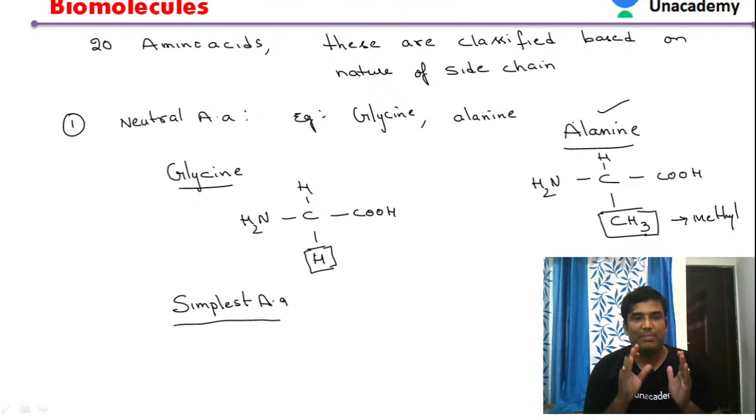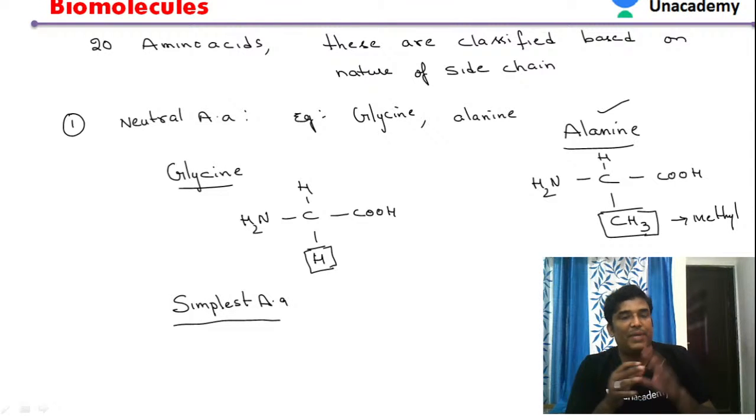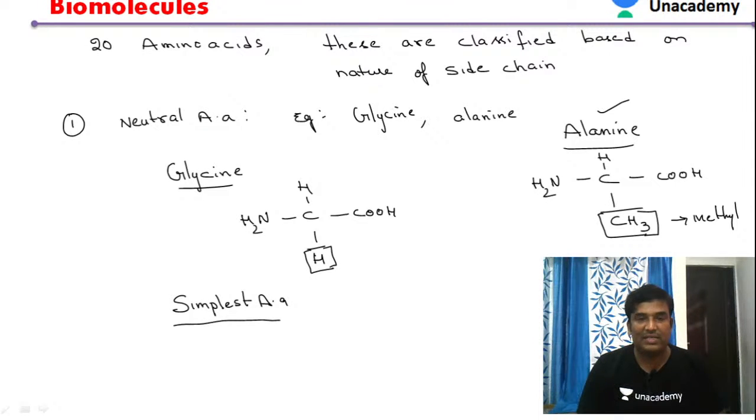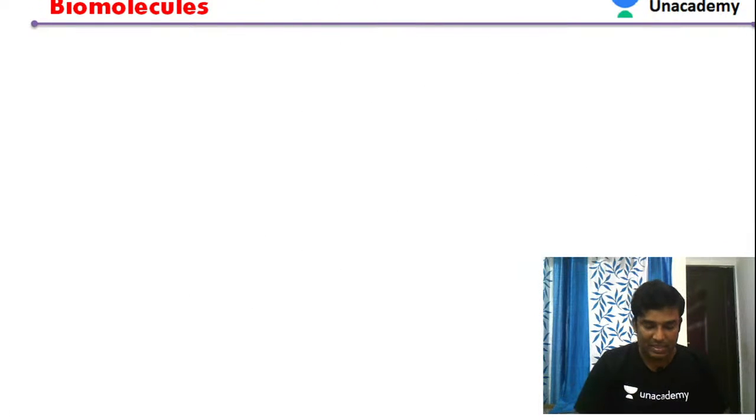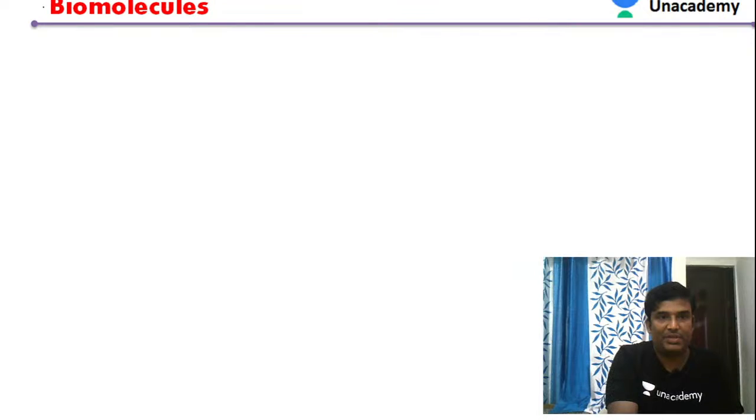So glycine is the simplest amino acid. We have to remember this. Similarly, in the last class, day before yesterday, we discussed that the simplest carbohydrate is glyceraldehyde. Like this, here also the simplest amino acid is glycine. Glycine is considered the simplest amino acid. Let us see some more different types of amino acids.